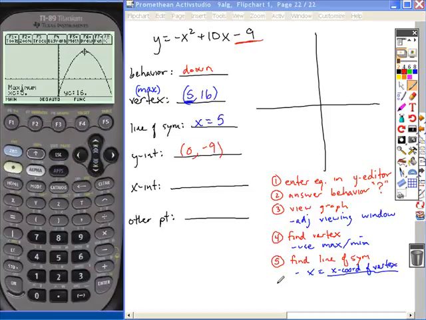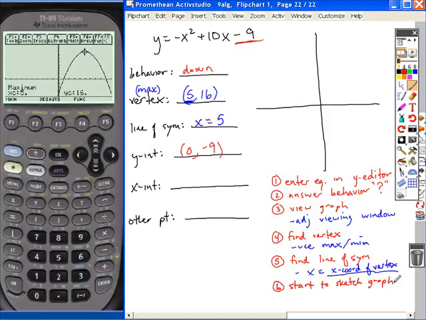It's at this time that I would start to sketch the graph. Because you can now plug in the following points. You have your vertex.